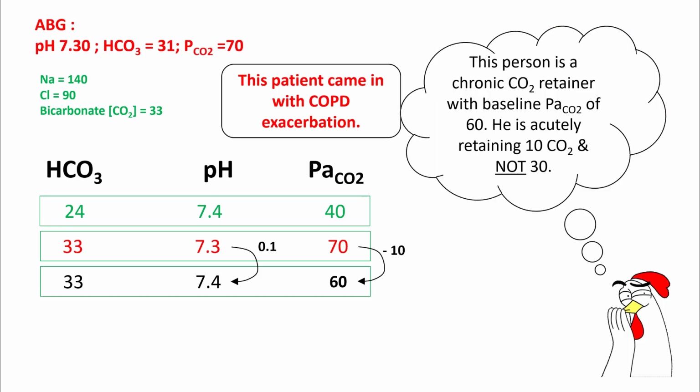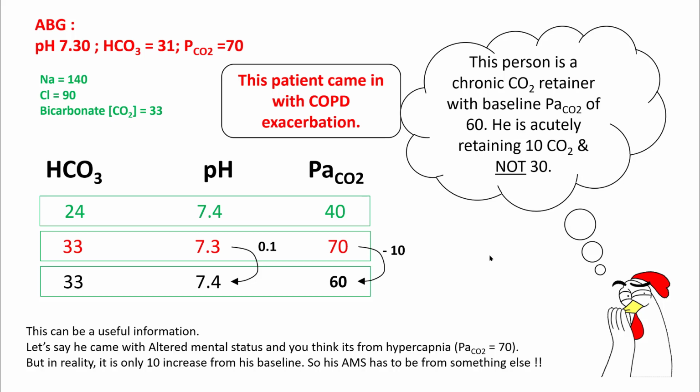So this patient is actually a chronic CO2 retainer with a baseline PaCO2 of 60. So he's acutely retaining 10 of carbon dioxide and not 30. Being able to tease out this information is very useful. Initially, you would have believed that a PaCO2 of 70 was from acute respiratory acidosis. However, now you know that there was only a 10 increase in PaCO2 from his baseline.